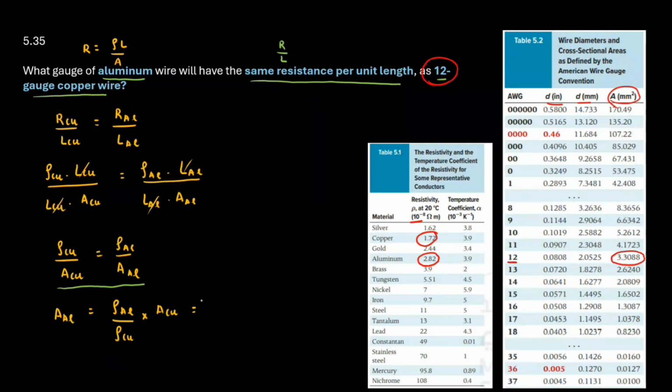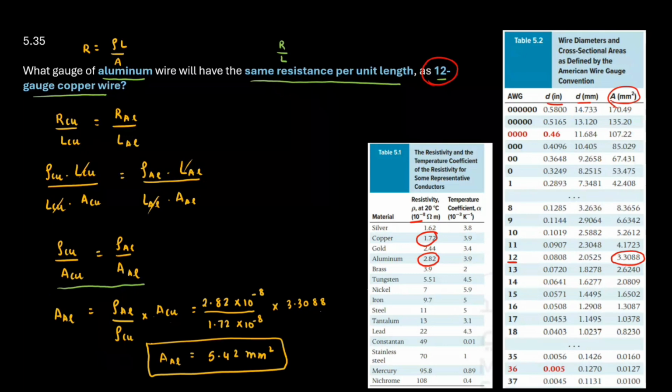So we get resistivity of aluminum to be 2.82 times 10 to the power negative 8 over, for copper it is 1.72 times 10 to the power negative 8, times area for 12 gauge copper, which is 3.3088 millimeter squared. We will keep this in millimeter squared for now, as we will receive area of aluminum also in millimeter squared. So this gives me area for aluminum to be equal to 5.42 millimeters squared.